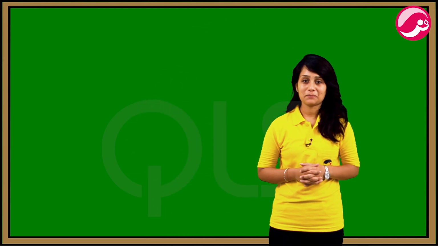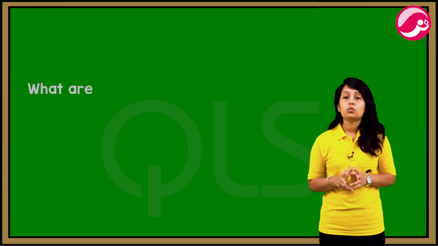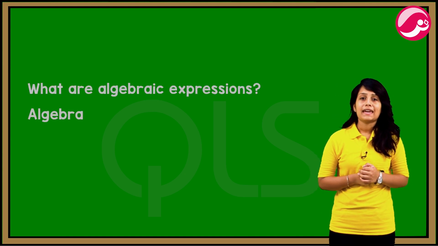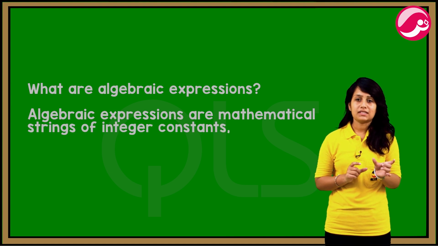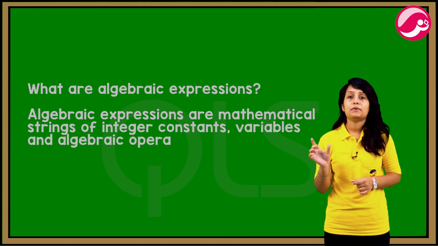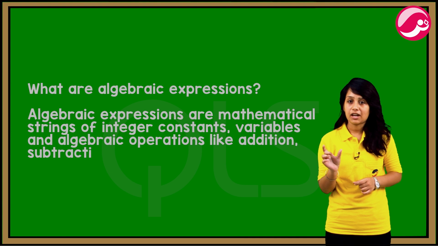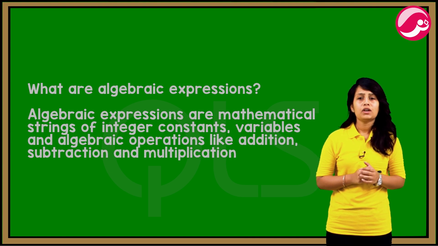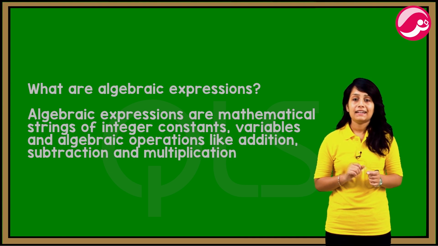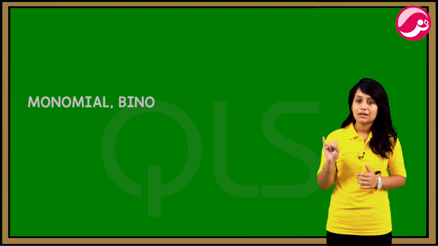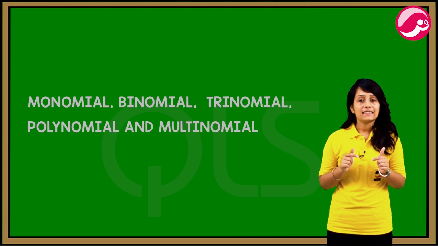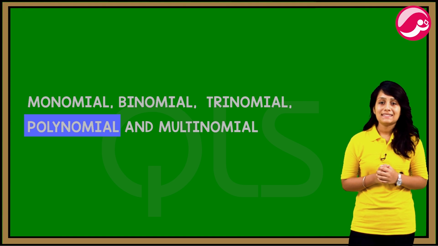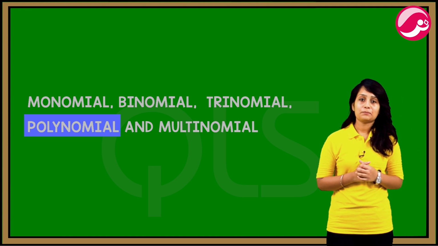Hope you'll enjoy it. First of all, what are algebraic expressions? Algebraic expressions are mathematical strings of integer constants, variables and algebraic operations like addition, subtraction and multiplication. Now, algebraic expressions can be categorized into 5 types: monomial, binomial, trinomial, polynomial and multinomial. In this session, we will be learning about polynomials and some terminology related to it.